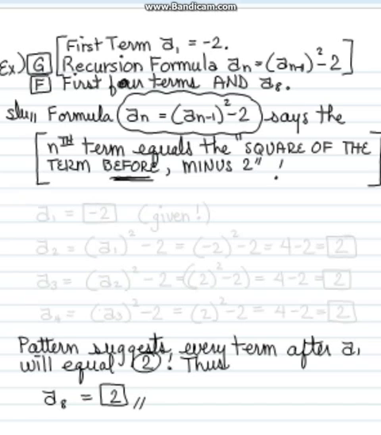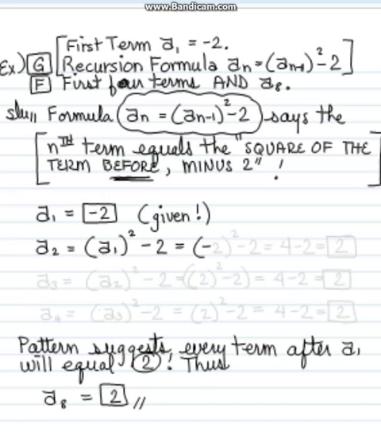What do we ask to find? Find the first 4 terms and find the 8th term, a sub 8. So first, a sub 1, well, that's given to us. We don't have to calculate anything. They told us the first term was equal to -2. Now let's use the formula to find the second term. Once again, the formula says the nth term is the term before it raised to the second power, -2. So a sub 2 equals the term before it, a sub 1, raised to the second power, -2.